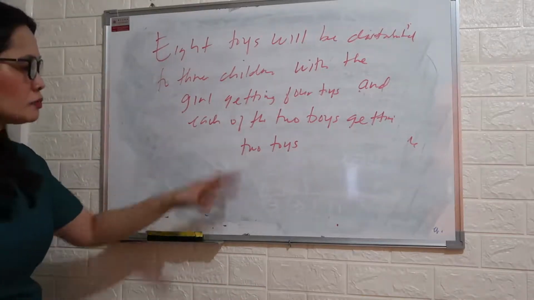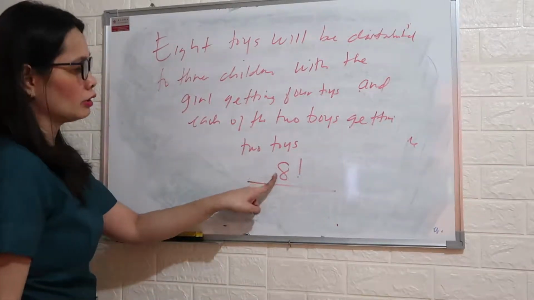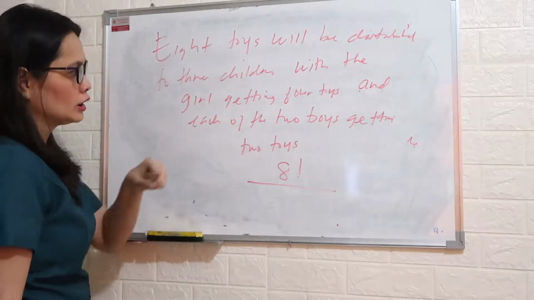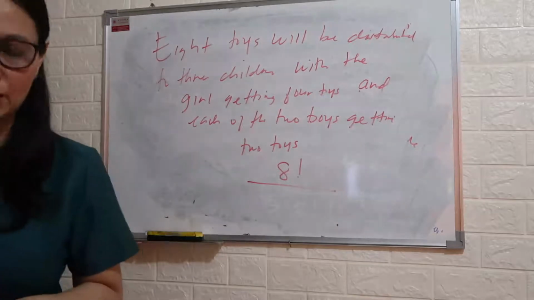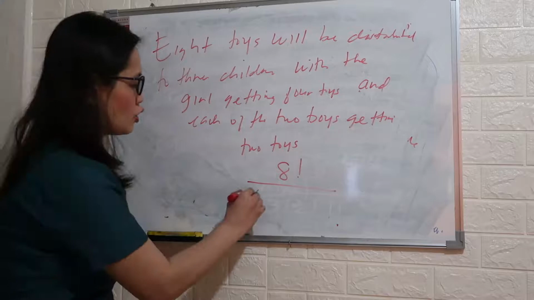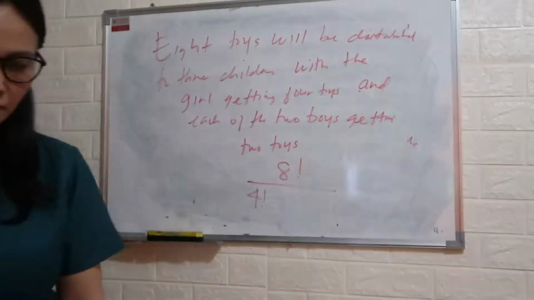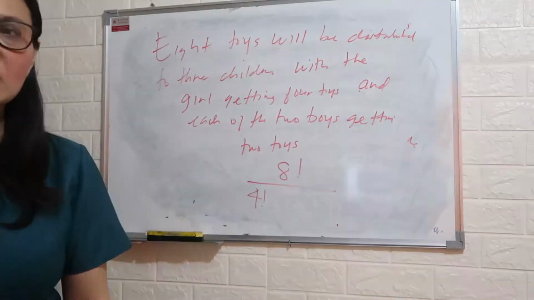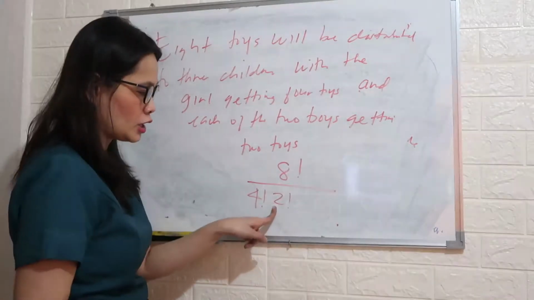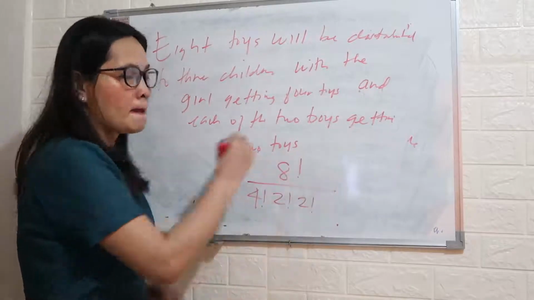Okay, to solve it using partition, so there are 8 toys. So 8 factorial, you need to divide the 8 toys among the 3 children. So we have girl, boy, and then boy. For the girl, she will be getting how many toys? 4. Okay, 4 toys. What about for the 2 boys? How many each? Okay, 2 each. So the first boy, 2 toys. So that will be 2 factorial. And then the second boy, another 2 toys. So that will be 2 factorial. So that is partitioning. Okay?